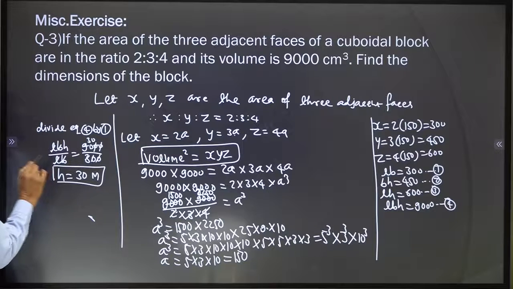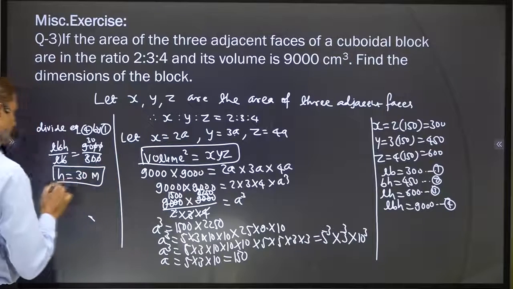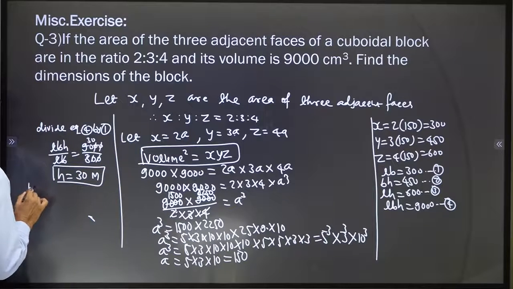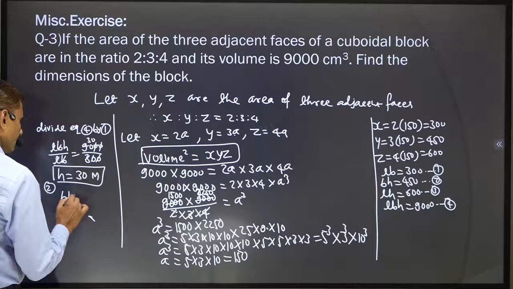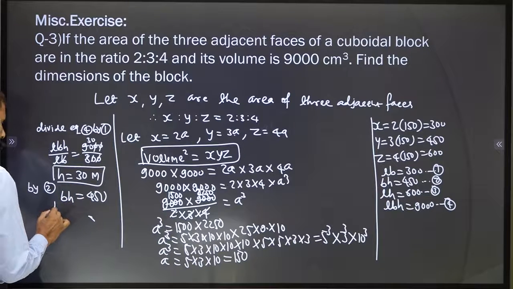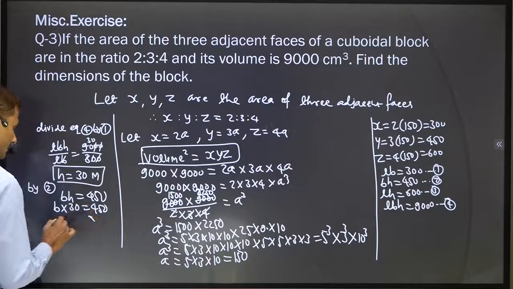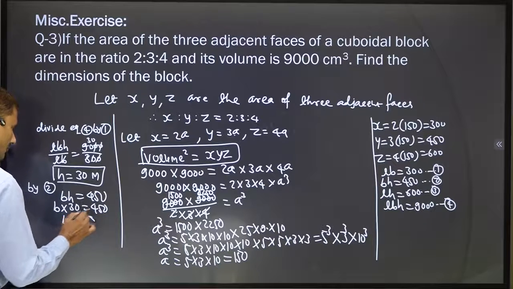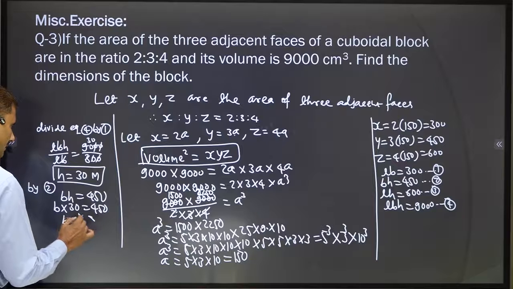Okay. So now you can use second and third, so you can have B and H also. Now by 2, what is given there? B into H 450. But we know H is 30. So B into 30 equal to 450. So B equal to how much? 450 upon 30, so it will be 15 meters. So this is our second answer.